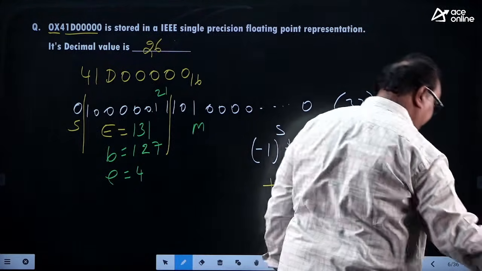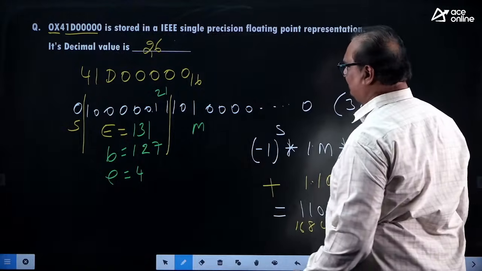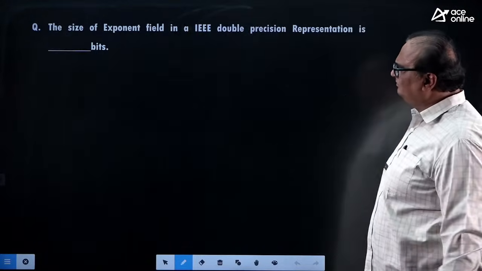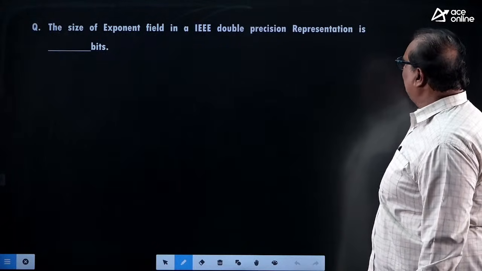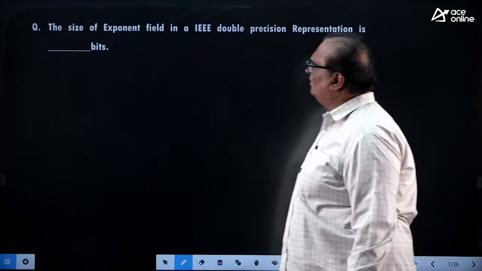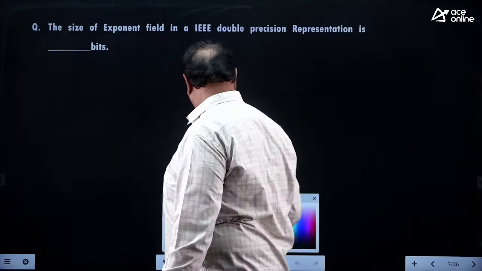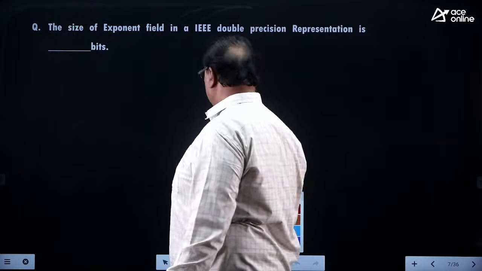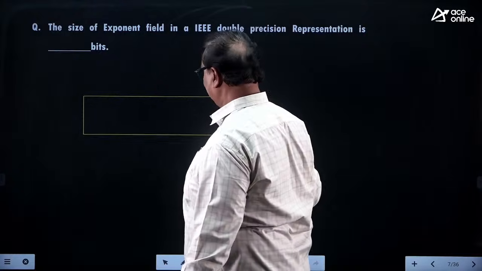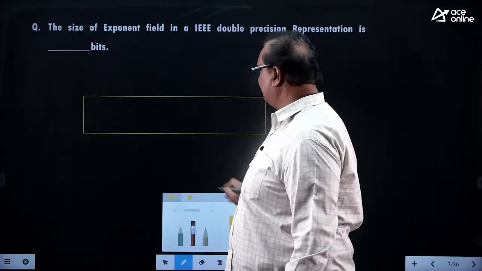Good evening to all. Next, come to the second question. The size of the exponent field in an IEEE double precision floating point representation. Here, double precision means total size is 64 bits.